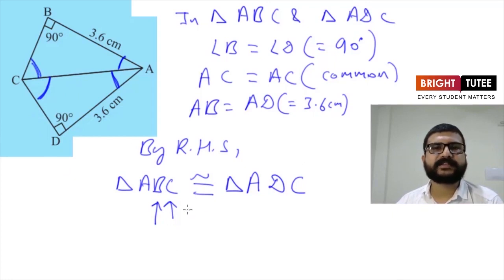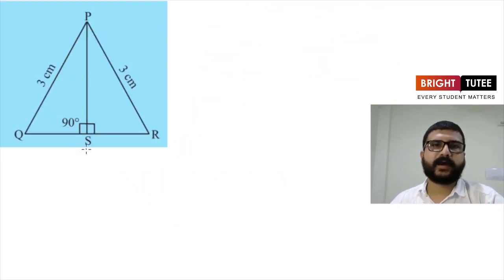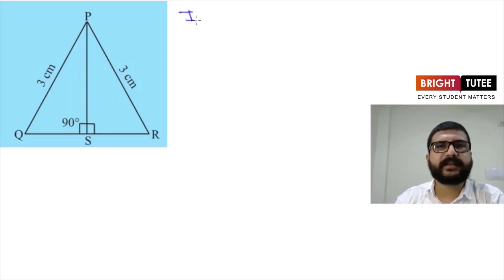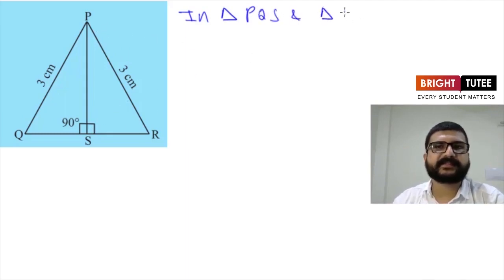So all this information can be gathered from the congruency relation itself. Now here is one more part of the same question. A pair of triangles is given to us. We have to check whether they are congruent by RHS criteria or not. So let's start. We can write equal parts in both the triangles. So the triangles here are triangle PQS and triangle PRS.